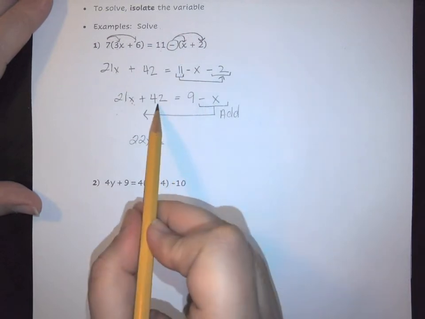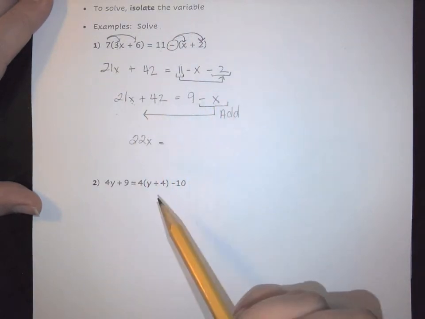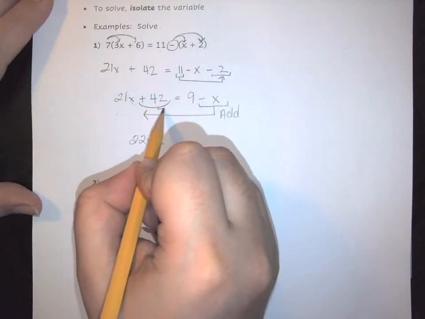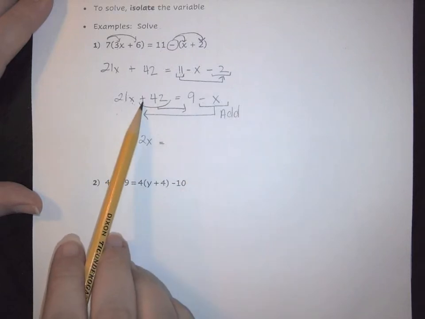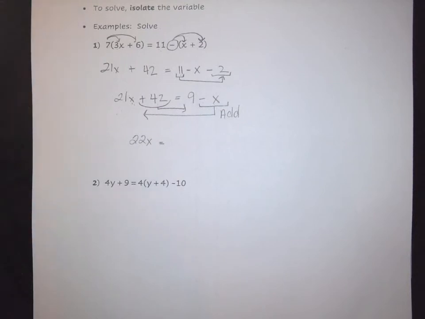And then I have this 42. So if I move my variable to the left, I have to move the 42 over. So this 42 right here is going to move in the other direction. Since it is being added, to move it says we subtract. And so we are going to end with 9 minus my 42. So we're going to have negative 33.